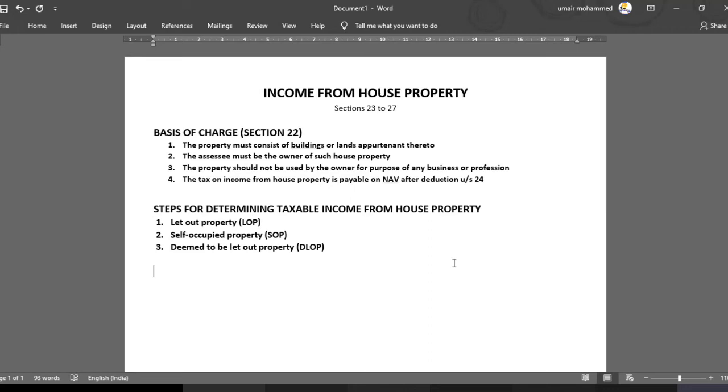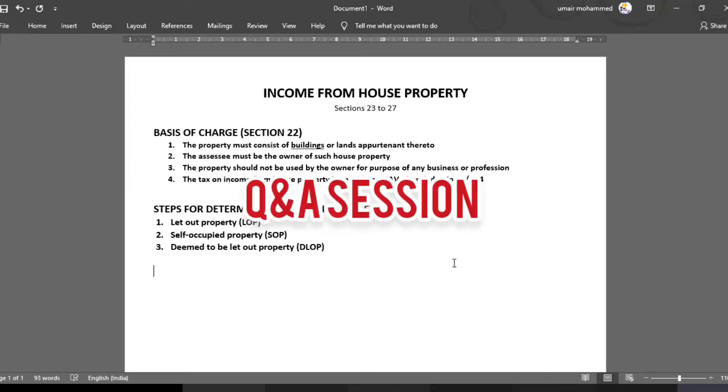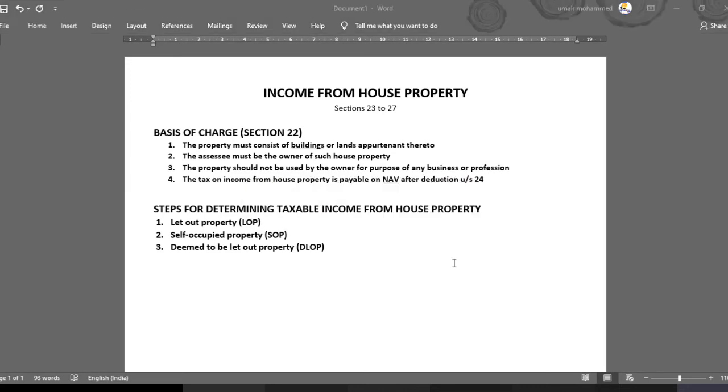So all you have to understand from the discussion of today's class is that in order to consider any transaction under the head income from house property, these 4 conditions are essential. I would rather say 3 conditions, because the 4th one talks about the procedure to calculate. So if the first 3 conditions are met, then of course it is income from house property.